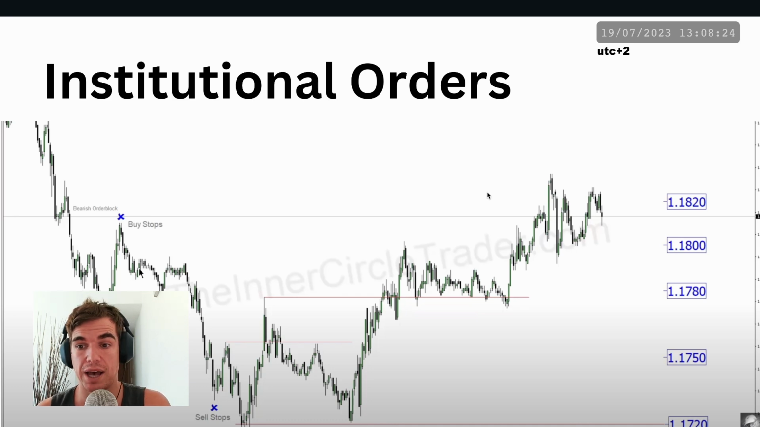So next, after that, he talks about institutional orders. One of the biggest things with ICT you'll always hear him say is the importance of price and time. And here he stresses the price. As you can see, he was trading the euro dollar, and he was explaining that the price is always hovering around the round numbers. So the 20s, the zeros, 80s, 50s, and 20s. Yes, it's not to the pip, but thereabouts is where the big institutional money is getting involved.